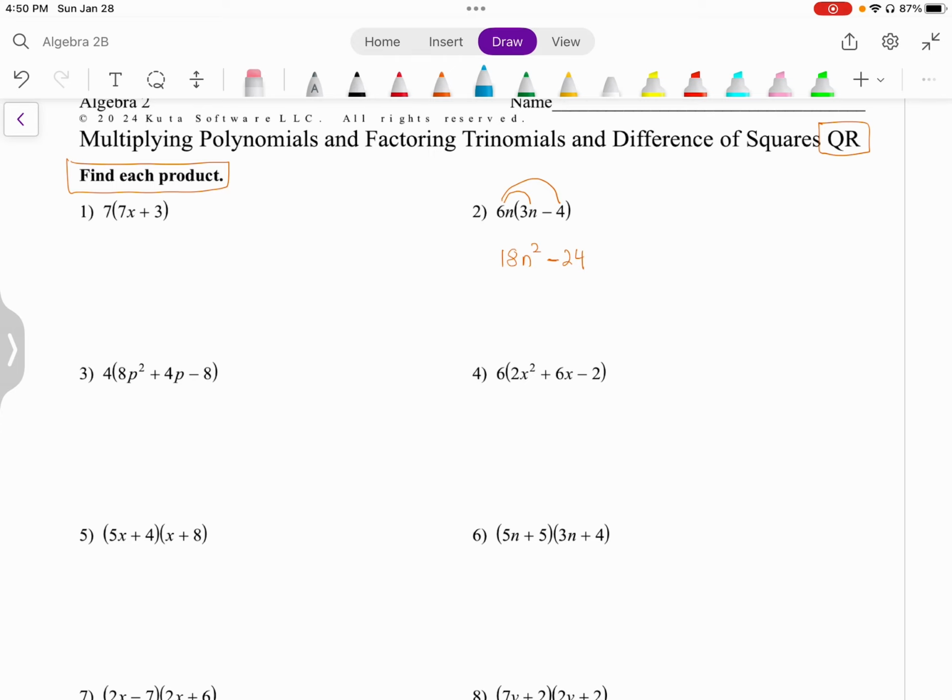Number 4 is very similar, except that we multiply by 6 times all 3 terms. So we have 6 times 2x squared, that is 12x squared, plus 6 times 6x is 36x, and then minus, and last we have 6 times 2 is 12. And that is our answer. So on the multiplying, you just multiply out. Please do not try to refactor.